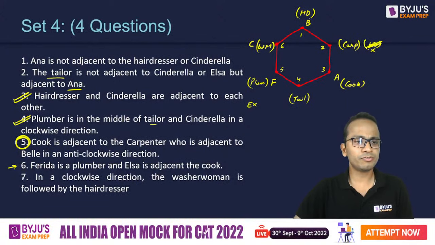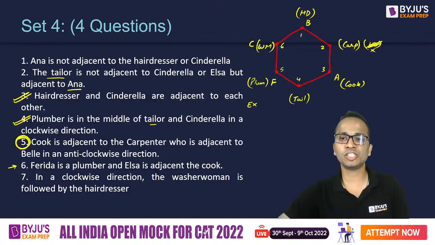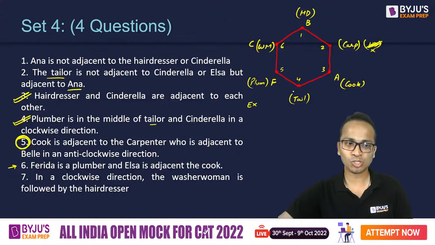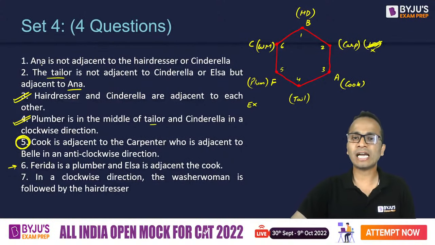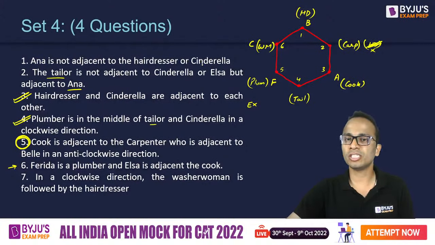Okay, 7 हो चुका है. 6, Elsa is adjacent to cook. This is given. So Elsa is adjacent to cook. So it can be chair number 2 or chair number 4. We don't know. So we'll have to read further. So I'll start from statement number 1. Anna is not adjacent to hairdresser or Cinderella. Fine. Taylor is not adjacent to Cinderella or Elsa.